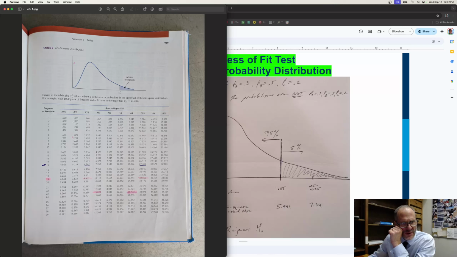Well, 2 degrees of freedom, if we look for where 7.34 would fall, it's going to be right before 7.37. So it's between 0.05 and 0.025, or 5% and 2.5%, and it's closer to 2.5%. It's right there. So that's going to be like 2.4% or 0.024. But I just write the notation here like this. It's between 0.05 and 0.025, which means it's less than 0.05.